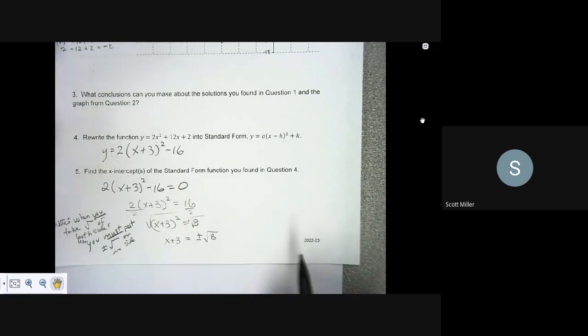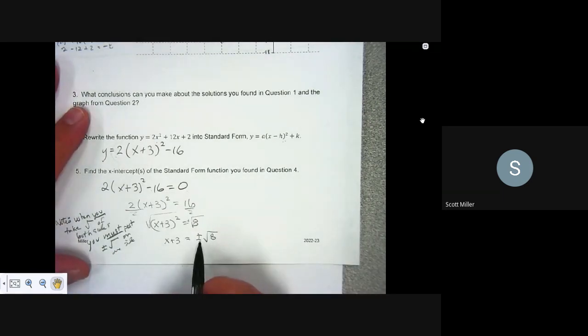You have to have the plus or minus in here because when I square a number, 2 squared is 4. Negative 2 quantity squared is also 4. So there's 2 possible answers. That's the plus or the minus answer.